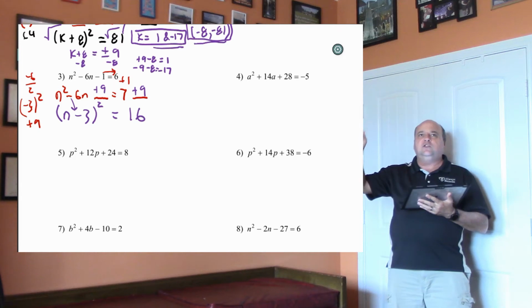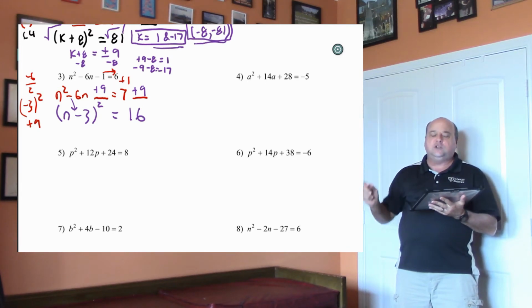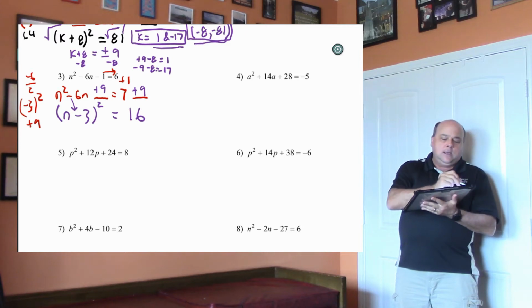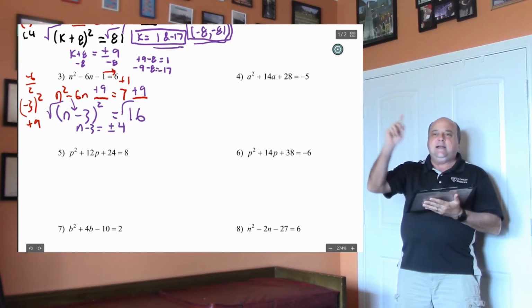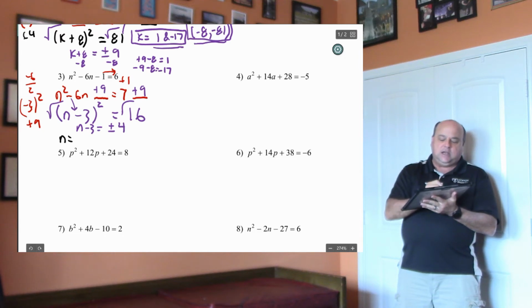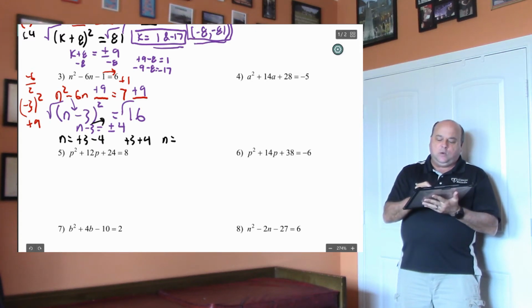So when you complete the square, when you do b divided by 2 and square it, you're creating a perfect square, aren't you? Okay? Now then, I'm going to square root both of these, and I'm going to get n minus 3 equals plus or minus 4. Now then, I need to get 2 answers. So n is going to equal, I'm going to move the 3 over, plus 3 minus 4 and plus 3 plus 4, right? So n is going to end up equaling negative 1 and positive 7.